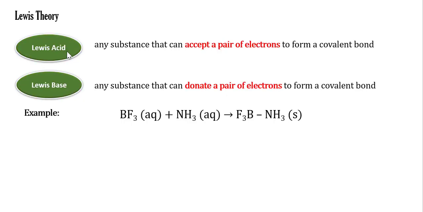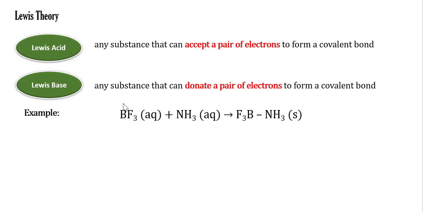A Lewis acid is defined as any substance that can accept a pair of electrons to form a covalent bond, while a Lewis base is any substance that can donate a pair of electrons to form a covalent bond. Let's have a look at the example of the reaction of boron trifluoride with ammonia.